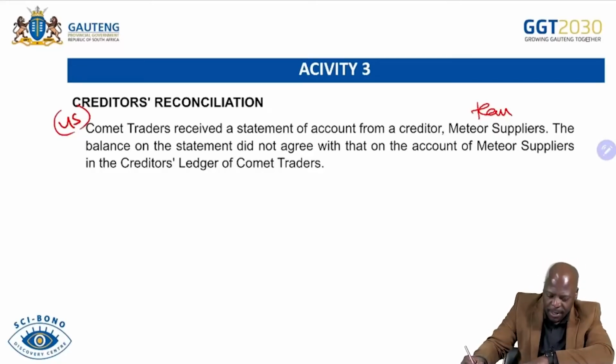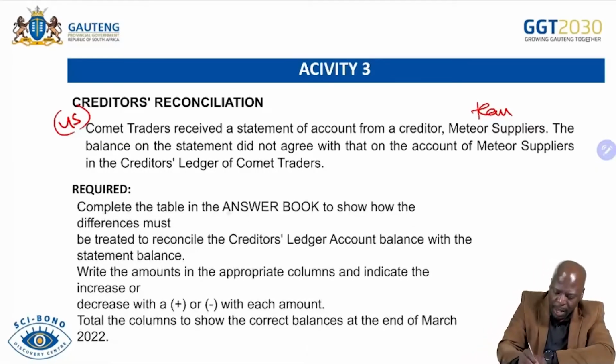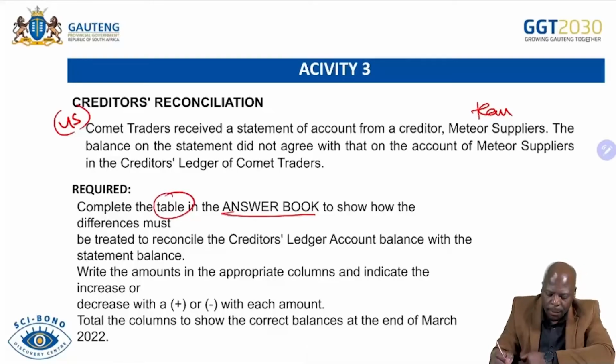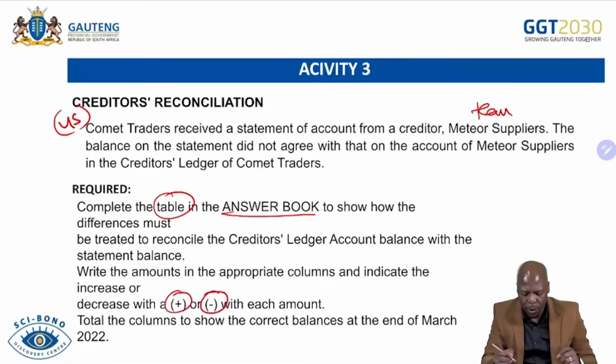Let's continue. It says the balance on the statement did not agree with that on the account of Meteor Suppliers in the creditors ledger of Comet Traders. What do they want us to do? Complete the table in the answer book. So we have to go to the answer book. There's a table that we must complete to show how the differences must be treated to reconcile in the creditors ledger account. And we must balance it with the statement. Then what must we do? We must either add or subtract. Okay? Then we see how the balances will come about.